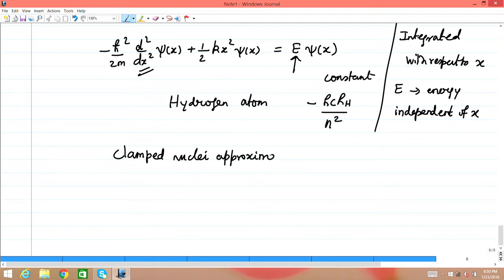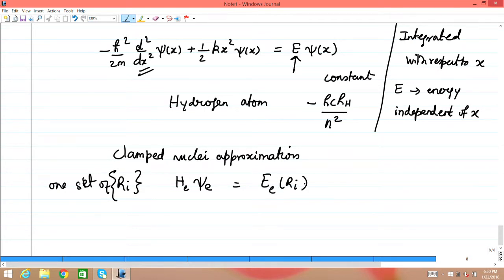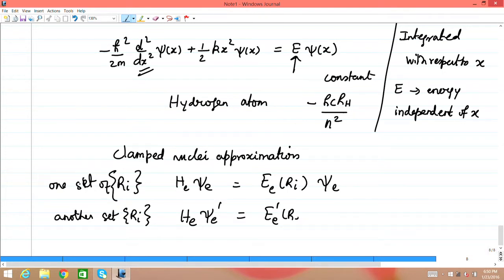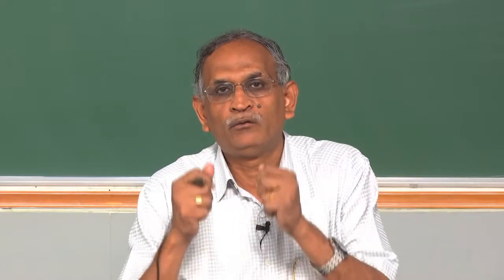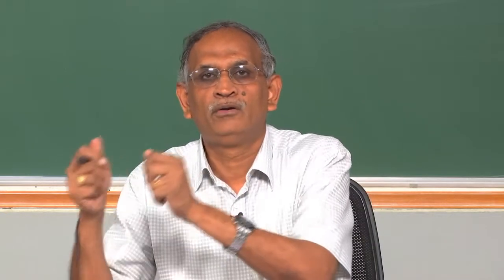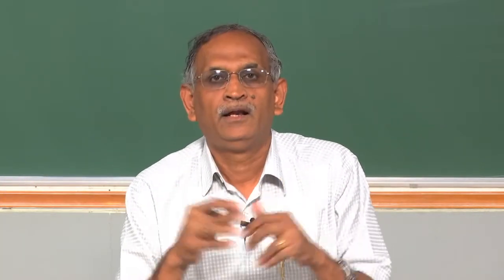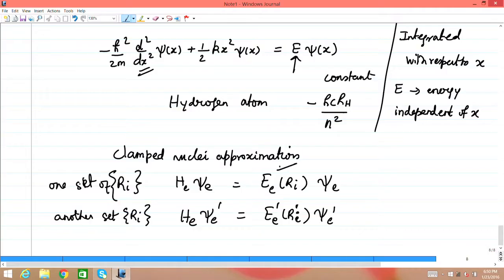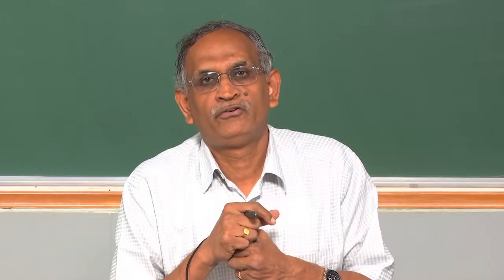Solving HE psi E for one set of Ri gives you EE, which is a function of that Ri, times psi E. Change to another set of Ri, you will get again another solution psi E prime, which will give you E prime, some other value, for this different set of coordinates Ri. Therefore, what you do is that you solve the electronic equation for each and every possible set of coordinates of all the nuclei, and in that process you generate electronic energies EE, which are functions of the positions of the nuclei.